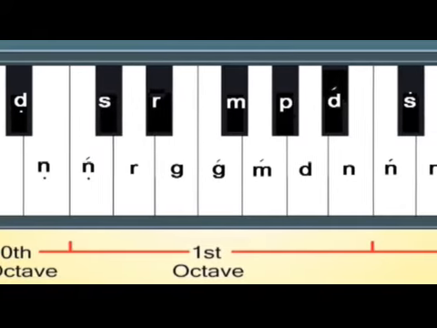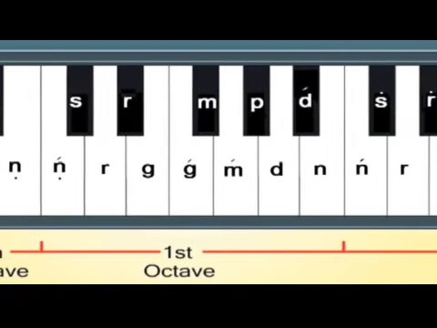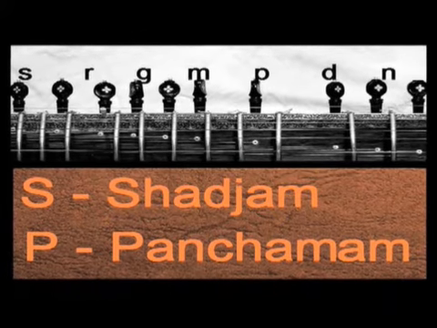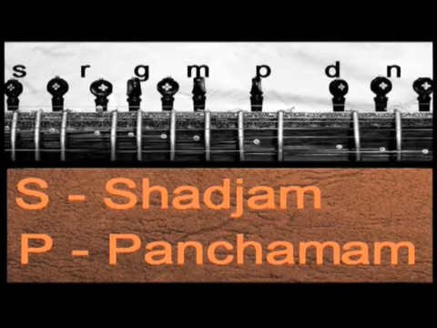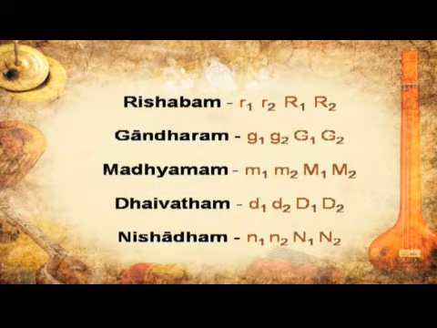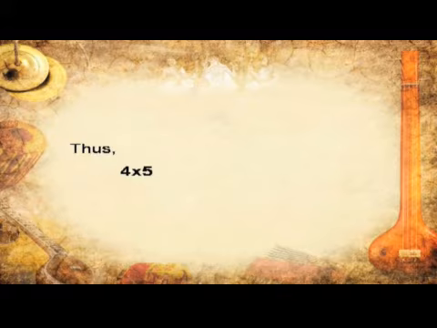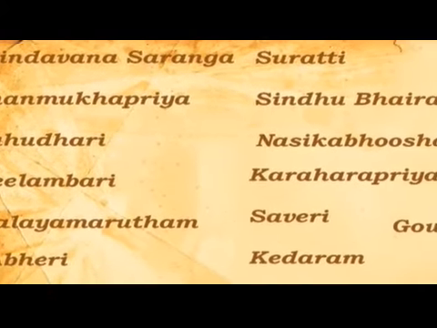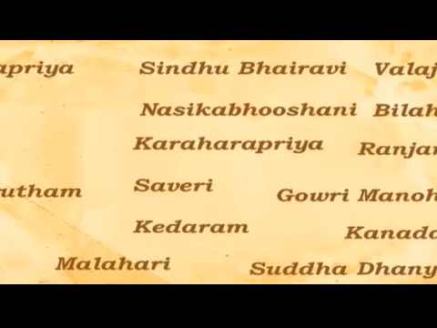Initially, the 22 Shrutis were distributed over all the Saptaswaras, but later on, when Sa and Pa came to be regarded as Avikritaswaras, changeless, Sa and Pa took 1 Shruti each, and the remaining 20 Shrutis were distributed amongst the 5 notes Re, Ga, Ma, Dha, Ni at the rate of 4 for each note. Thus, 4 into 5 equals 20 plus 2 equals 22 Shrutis. All the 22 Shrutis become Swaras in some raga or the other.